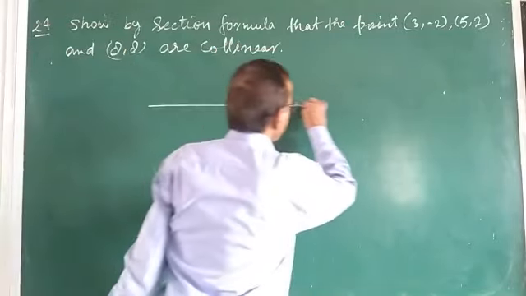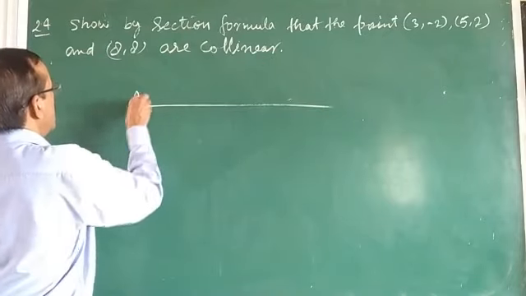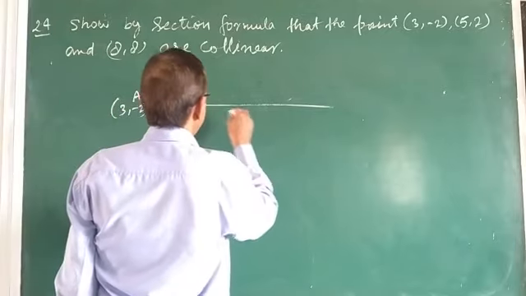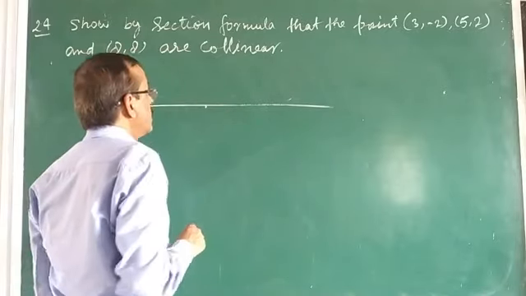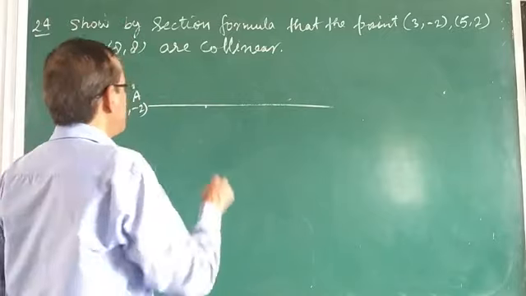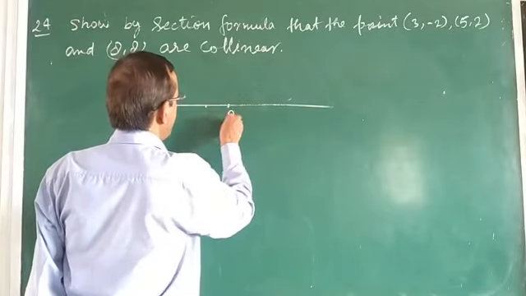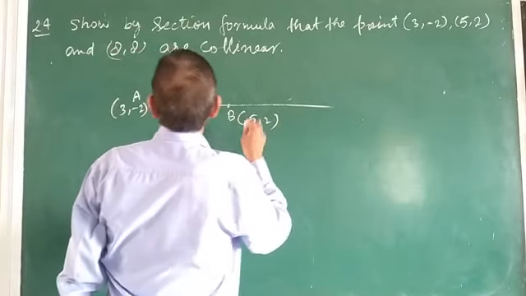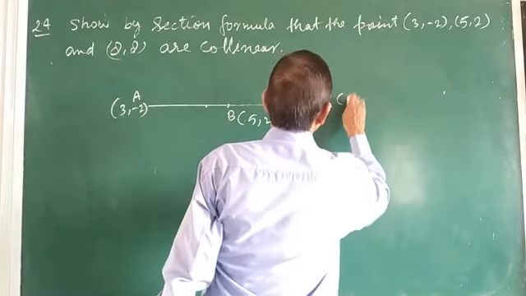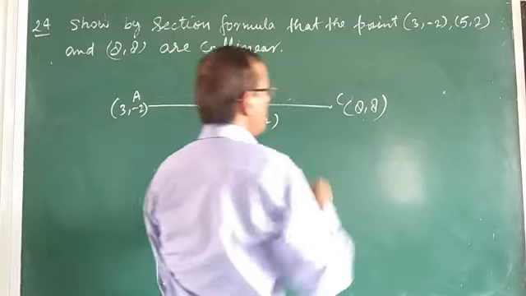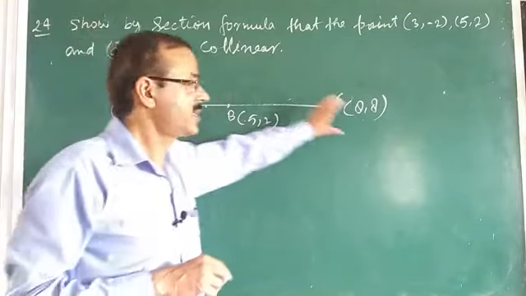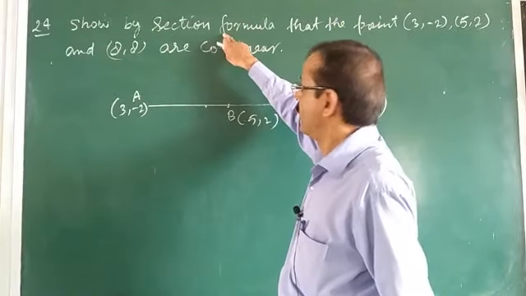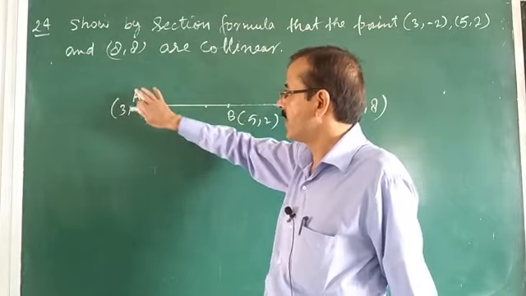This is the point A, coordinate 3 comma minus 2. This is B, suppose B, what is the coordinate of B? 5 2, and C, what is the coordinate? 8 8. We have to prove that these points A, B, C are on the same line. If the condition is not given for section formula, you can apply the distance formula.